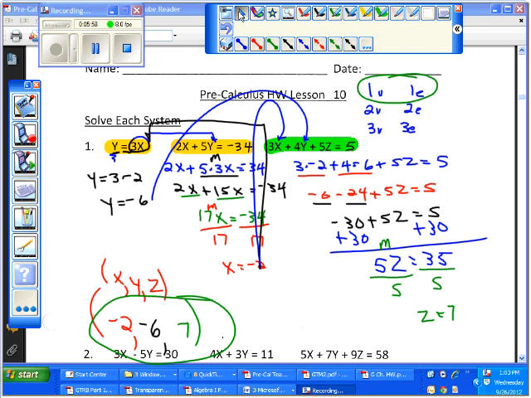Now you should be able to plug back into all three of those, the appropriate variables, the numbers, and realize it makes all three true, right? For this to be a solution, it has to make all three equations true when you plug back in your x's, y's, and z's, whatever the case may be. Any questions on number 1?